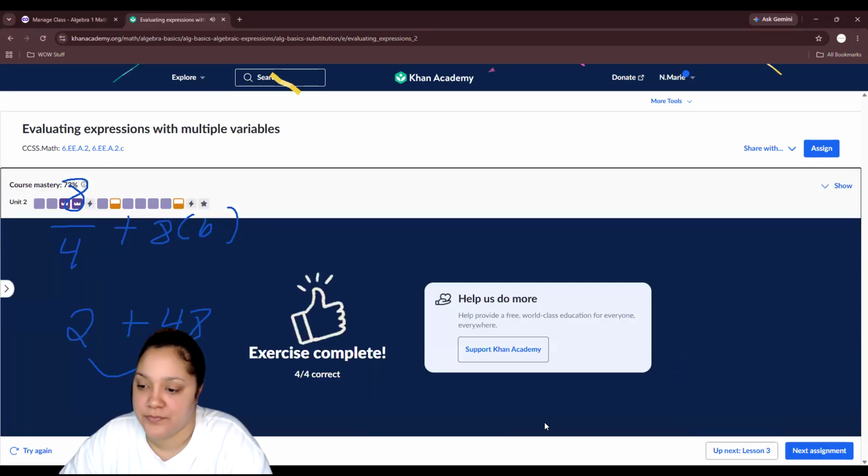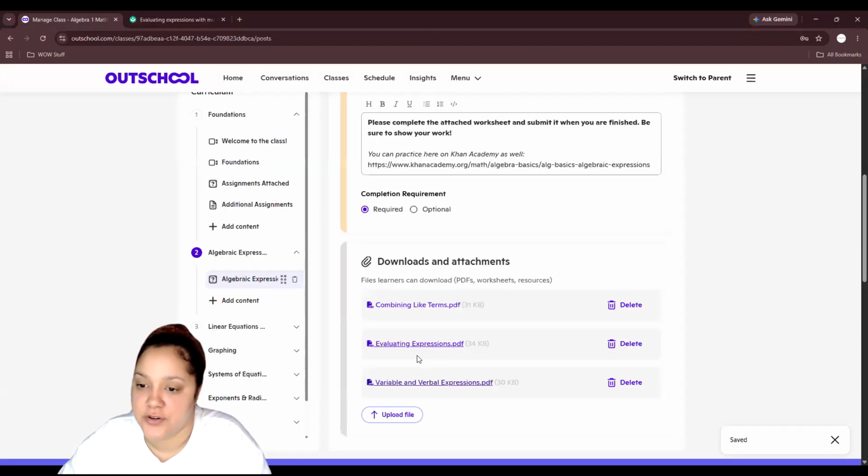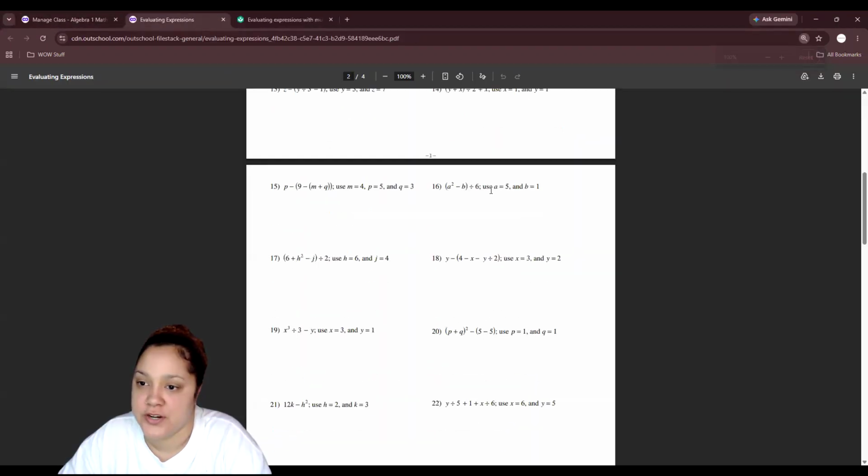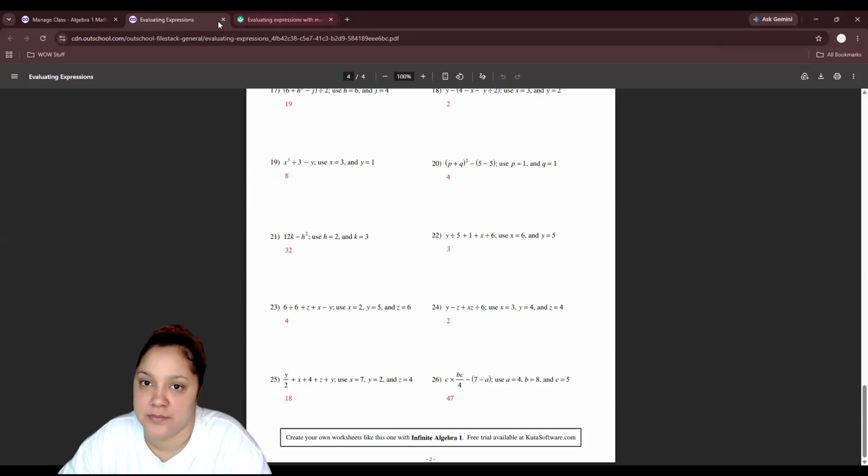Super simple. And you might see some exponents here and there. And so you're going to practice that with this worksheet here, and you can check your answers on the bottom.